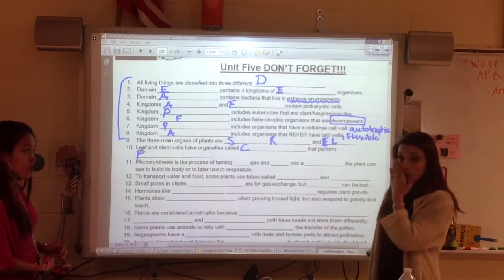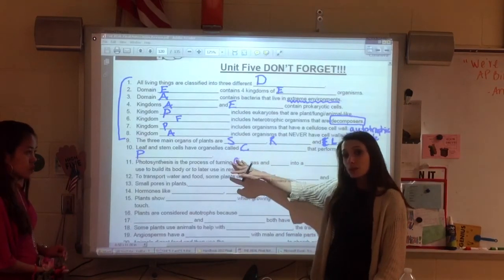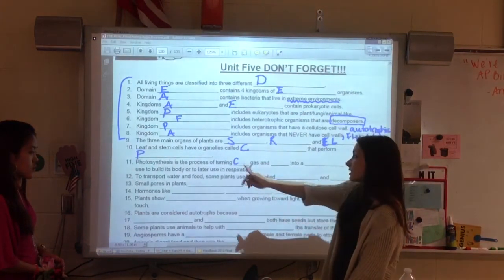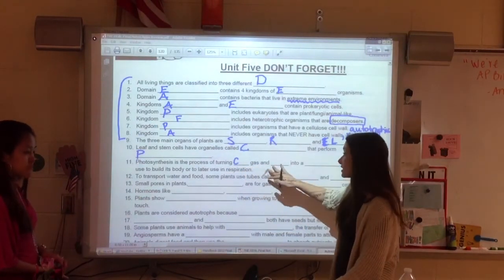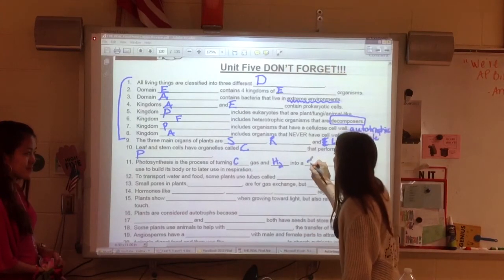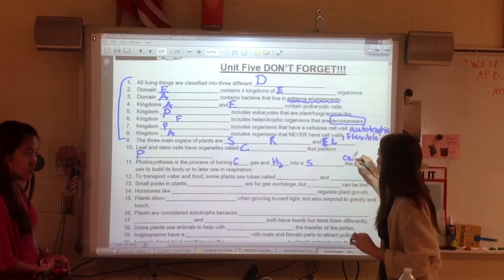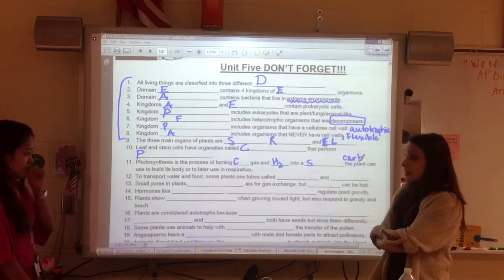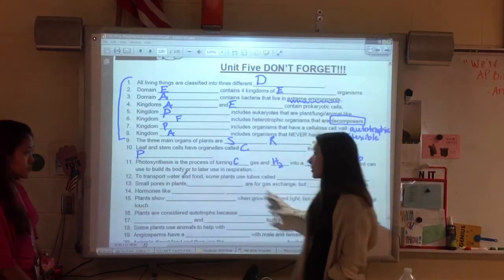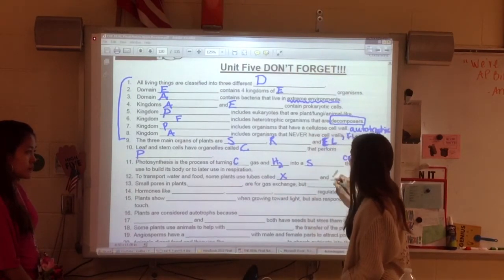And this is the process of turning. And so we're just going to go ahead and start the molecule. It's not just carbon. It's carbon blank gas. And another reactant. So photosynthesis uses light, carbon, a special type of gas, and a liquid that starts with H2. And then we're going to build something that starts with an S, or it could start with a C. So it's going to build a blank or a carb that the plant uses to build its body or might use later in respiration. Now, in order to get the water up the plant and in order to move the food down the plant, some plants use tubes that start with an X and a P.